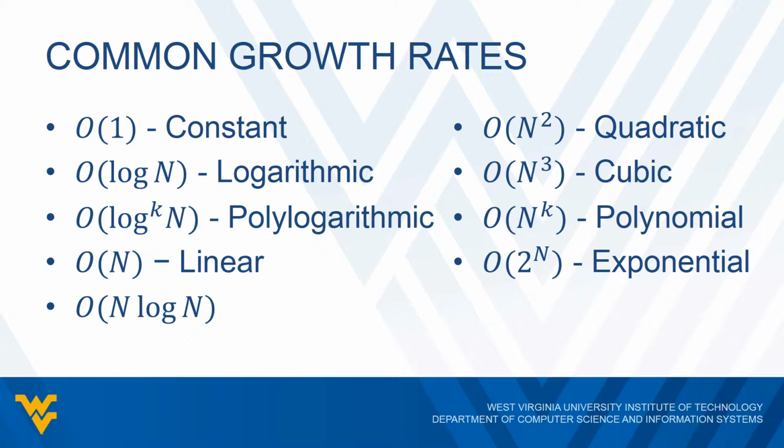And notice that I ordered these from the fastest to the slowest. So constant time is the best that we're ever going to get for an operation or an algorithm. Exponential is the absolute worst. In fact, if you have an exponential running time algorithm, it's a really bad algorithm.